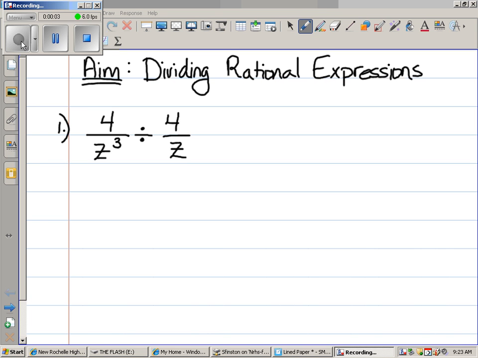So today we're going to be dividing rational expressions, and it's just multiplying rational expressions with one extra step.